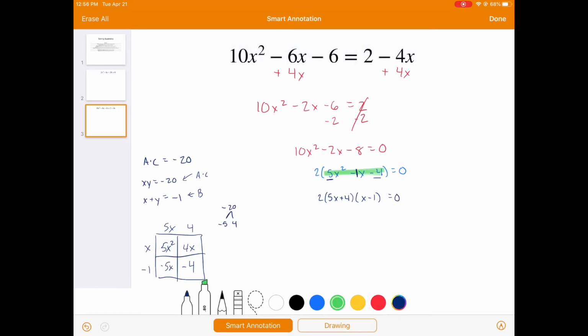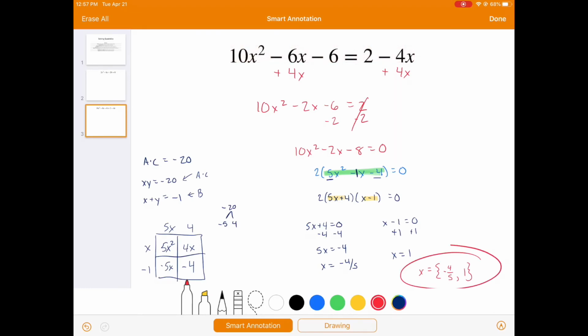So we take the two things inside of our parentheses and set them equal to 0. 5x plus 4 is equal to 0, and x minus 1 is equal to 0. The first one is a little bit harder, but not really. We subtract 4 on both sides. We get 5x is equal to -4. Then divide both sides by 5, and x is equal to -4/5. On the right, we simply add 1 to both sides, and x is equal to 1. So our final answer would be x is equal to -4/5 and 1. And we're done.